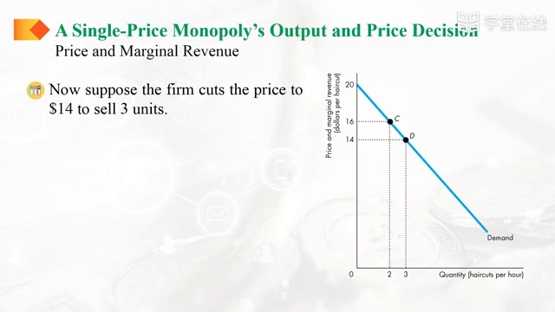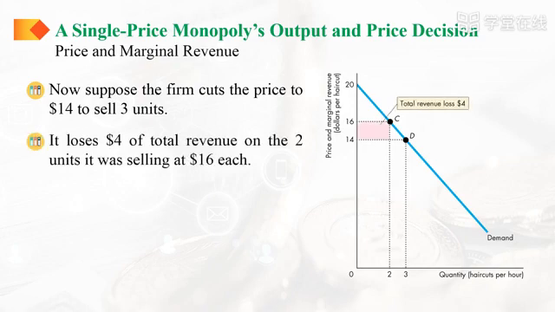For example, at $16, consumers demand 2 haircuts per hour. The total revenue, TR, is the price P multiplied by the quantity sold, Q. For example, at point D, Bobby sells 3 haircuts at $14 each, so total revenue is $42.